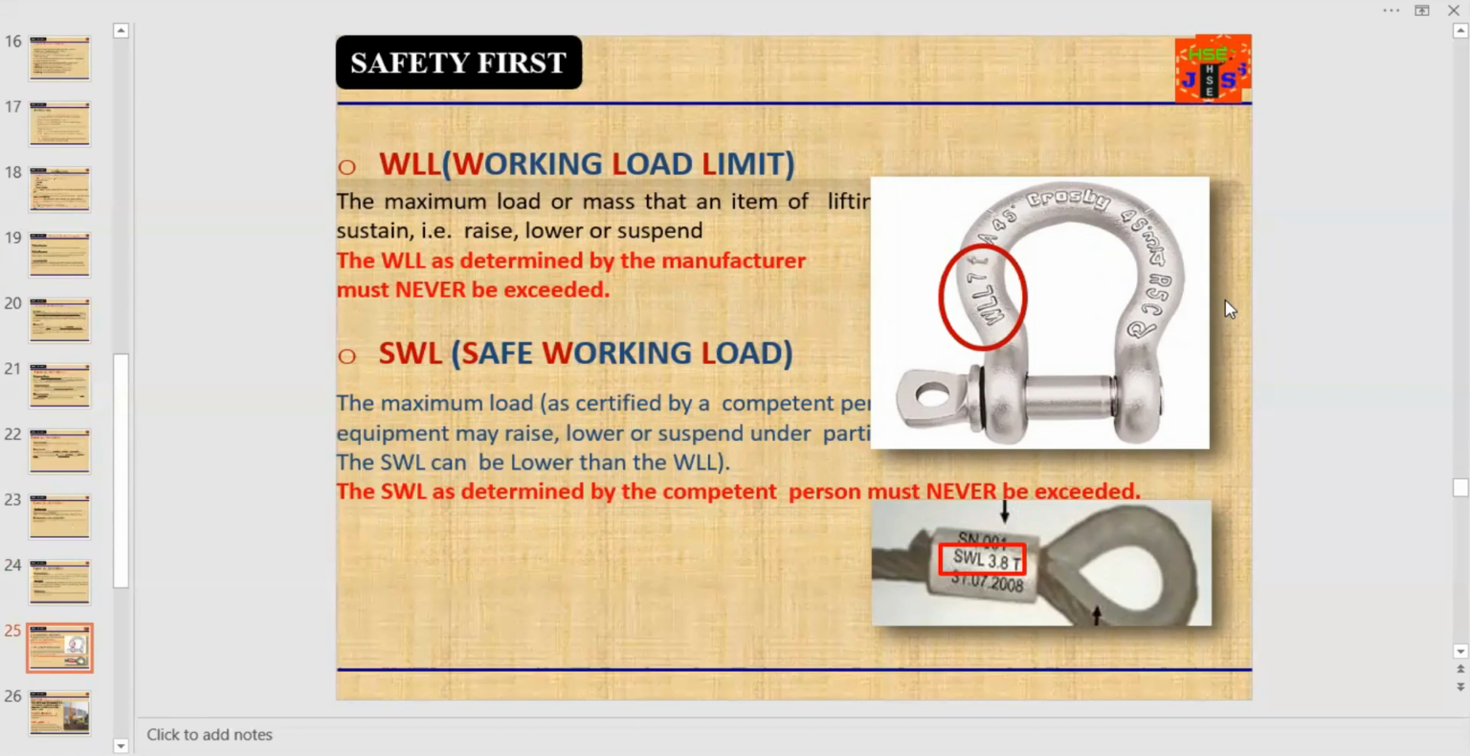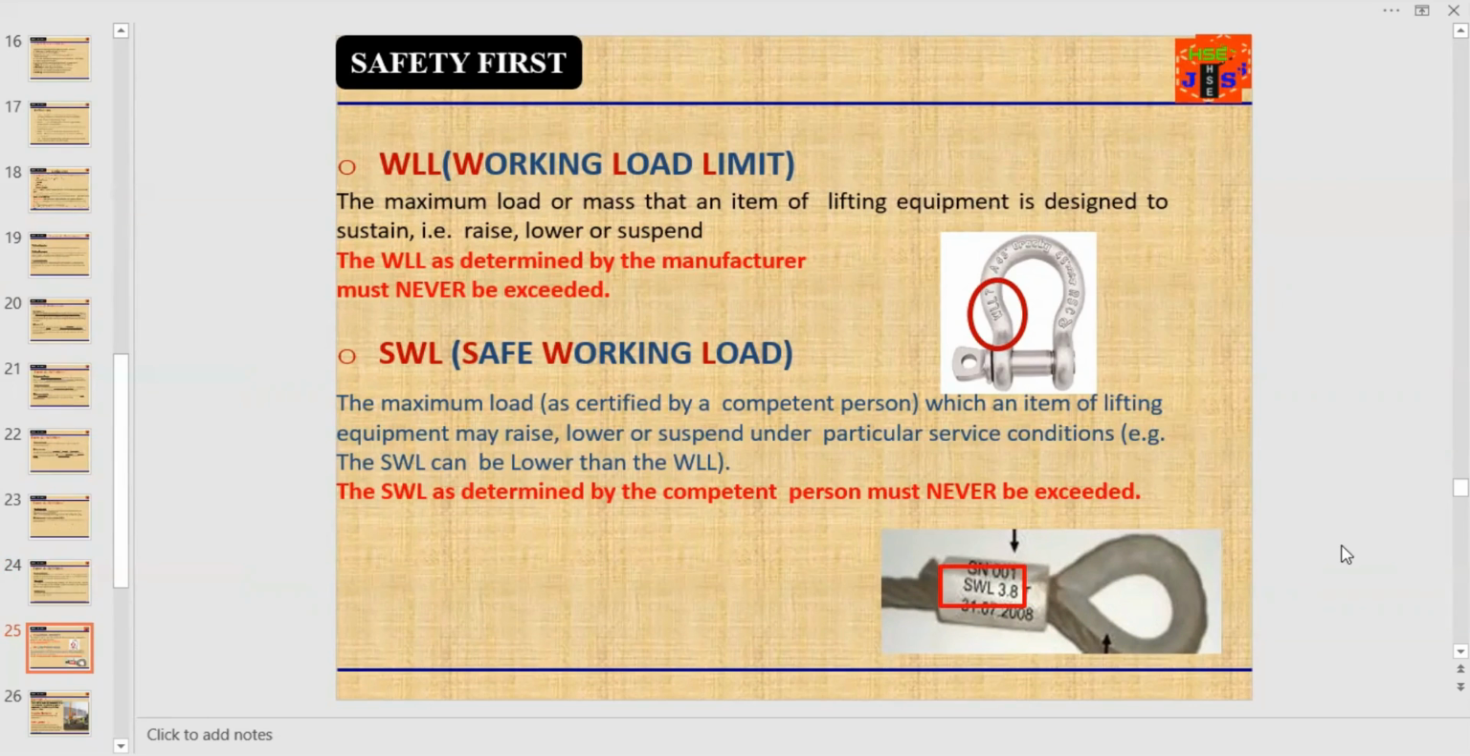Dear friends and fellows, there are two terms most of the time you will see on the lifting accessories, WLL and SWL. WLL stands for working load limit and SWL stands for safe working load. What is WLL? Working load limit is the maximum load or mass that an item of lifting equipment is designed to sustain. For example, to raise, lower, or suspend.